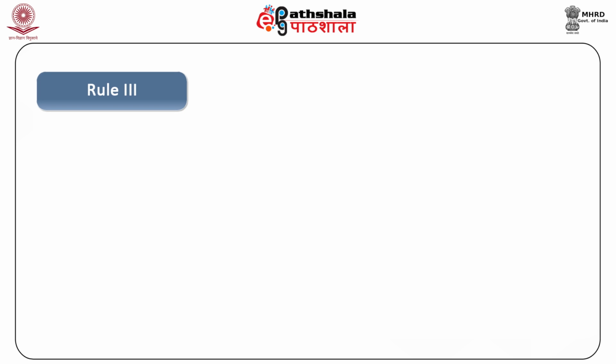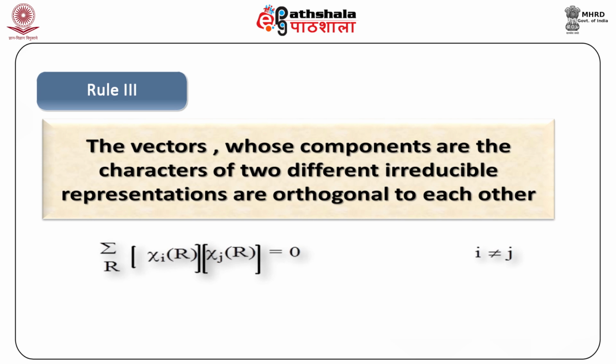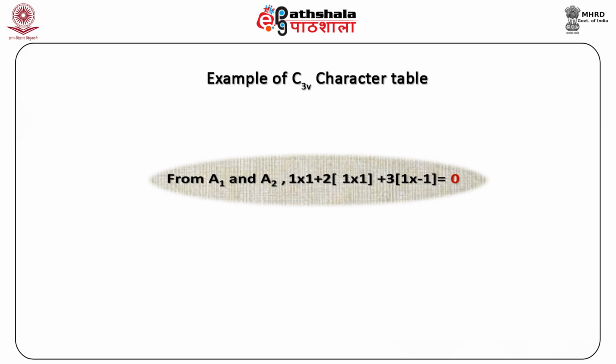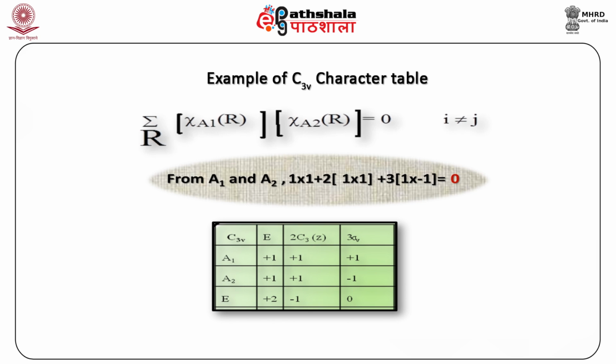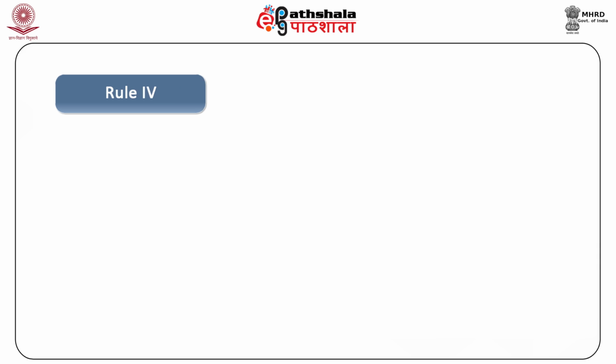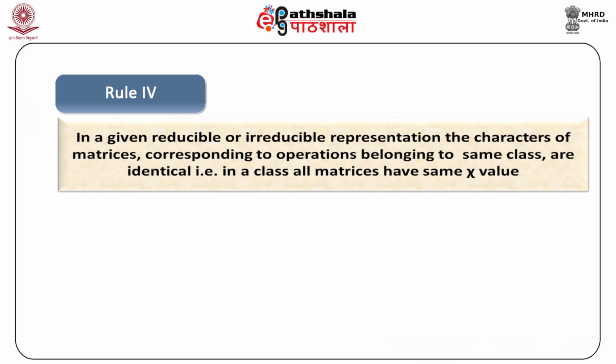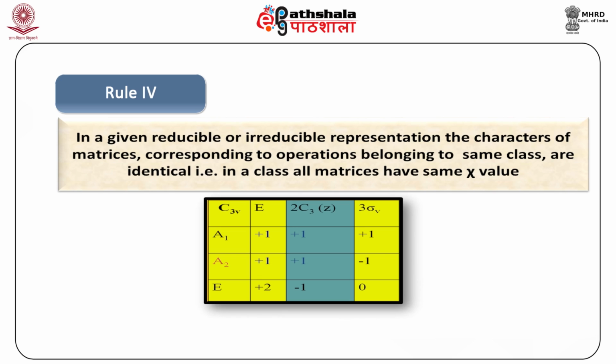The third rule depicts that the vectors, whose components are the characters of two different irreducible representations, are orthogonal to each other, and the equation is denoted as equation 8. Let us examine the A1 and A2 irreducible representations from the C3V character table. Here, it's clearly seen that 1 into 1 plus 2 times 1 into 1 plus 3 times 1 into minus 1 equals 0.